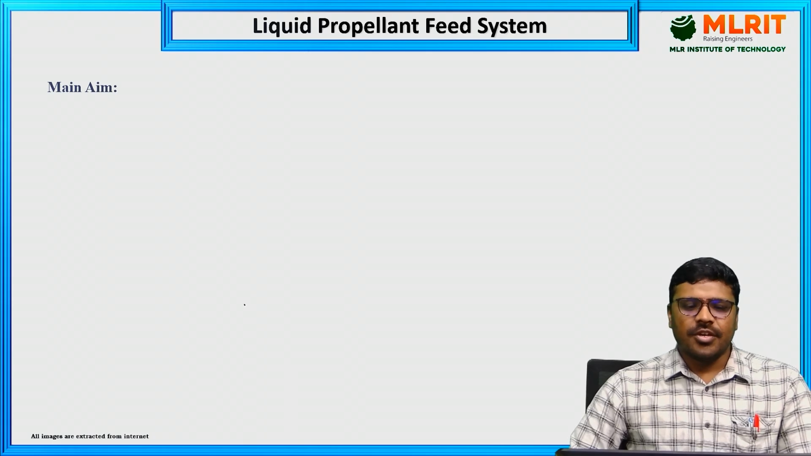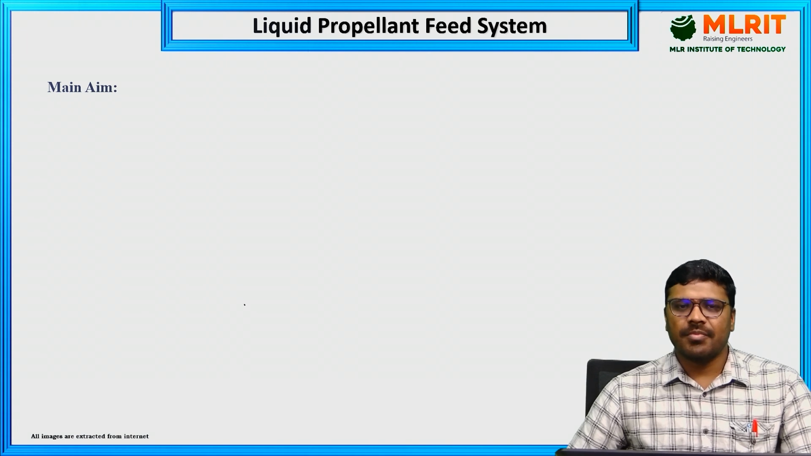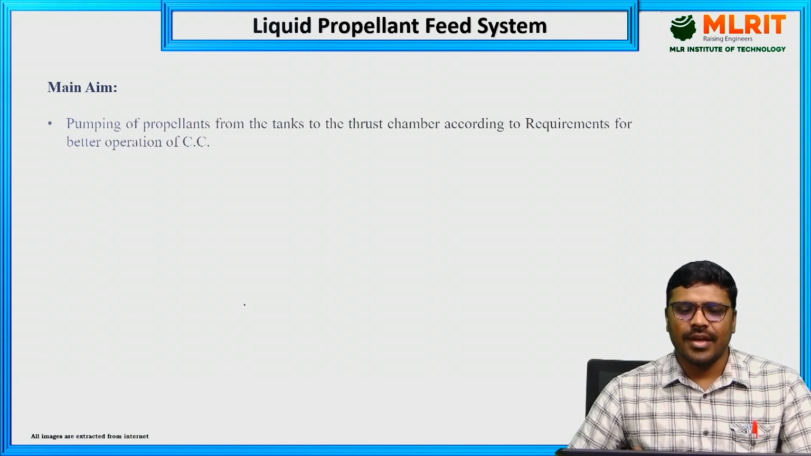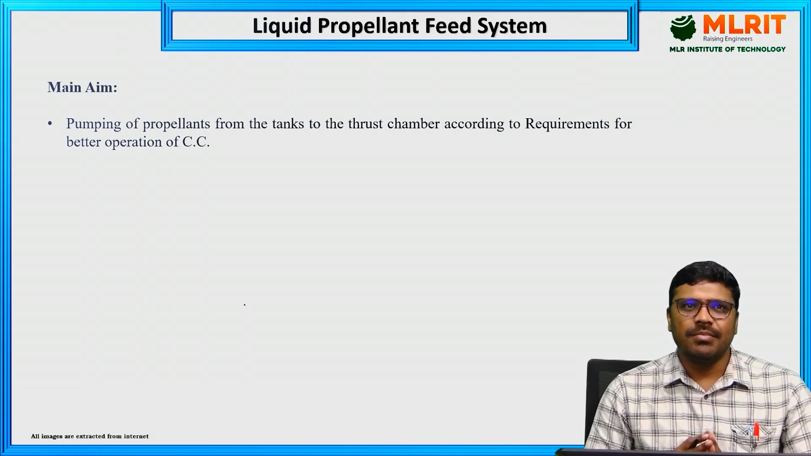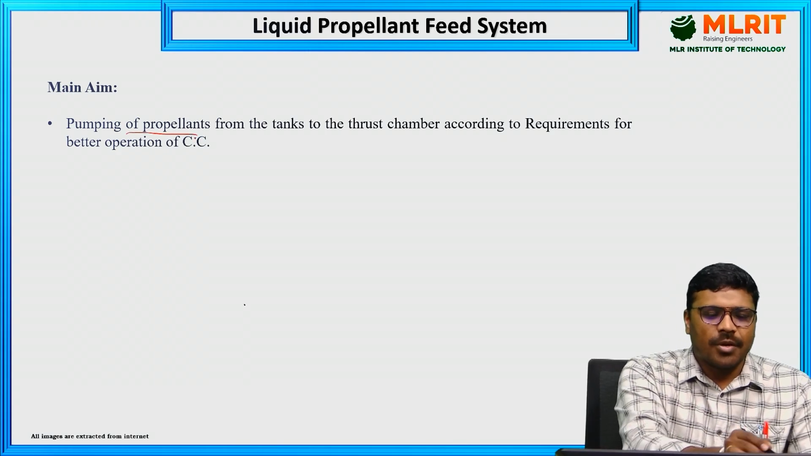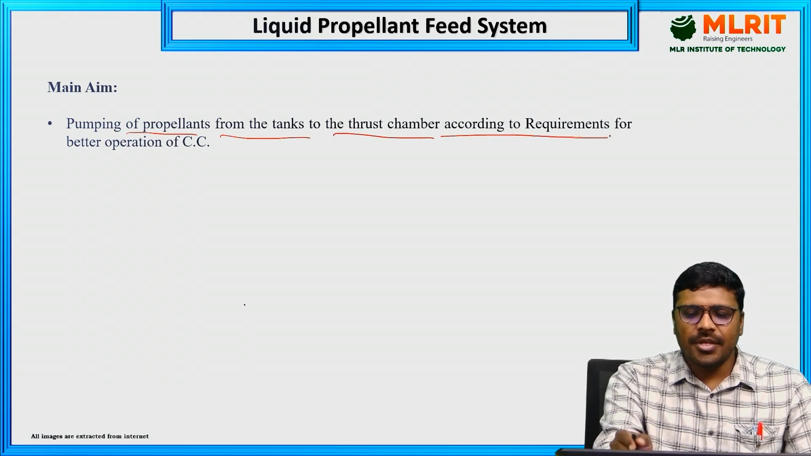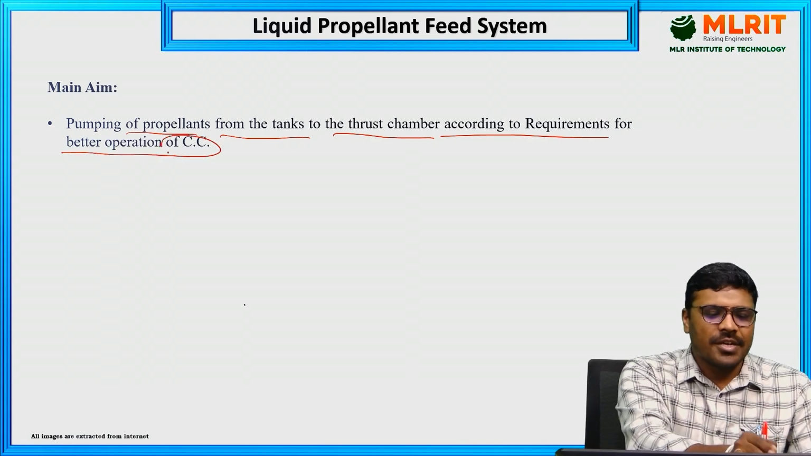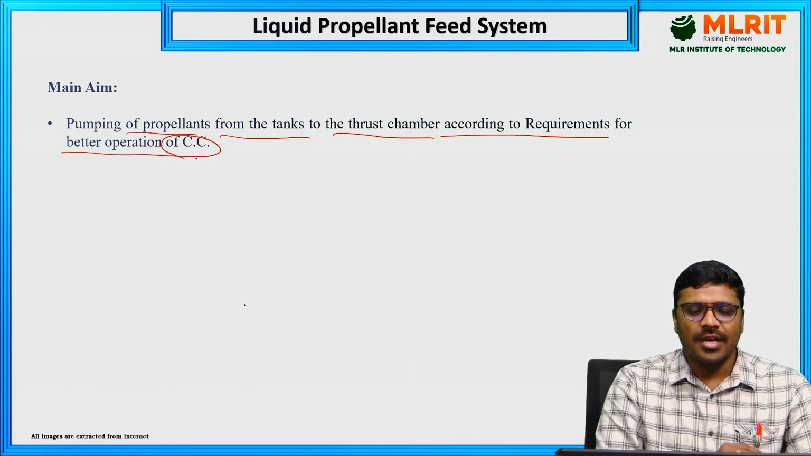Coming to the next topic, the liquid propellant feed system. It is a very major component in liquid propulsion rockets. What is the main aim of this propellant feed system? This propellant feed system helps in pumping of the propellant from the tanks to the thrust chamber according to the requirements for better operation of the CC. CC means combustion chamber here.